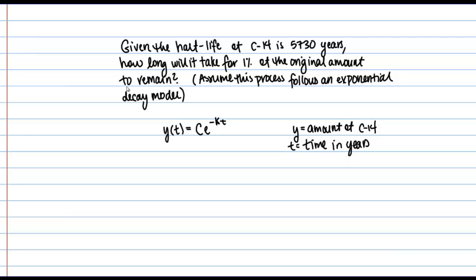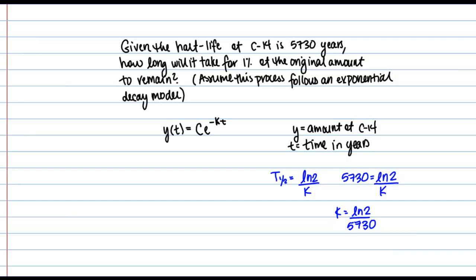So there are a few different ways we can go about this. Some of you might remember the formula for half-life. This would be the most convenient way. If you remember the formula, half-life is going to be the natural log of 2 over k. I'm told the half-life is 5,730 years, so in this way I can just directly solve for the rate constant k. So I would get k equals the natural log of 2 over 5,730.